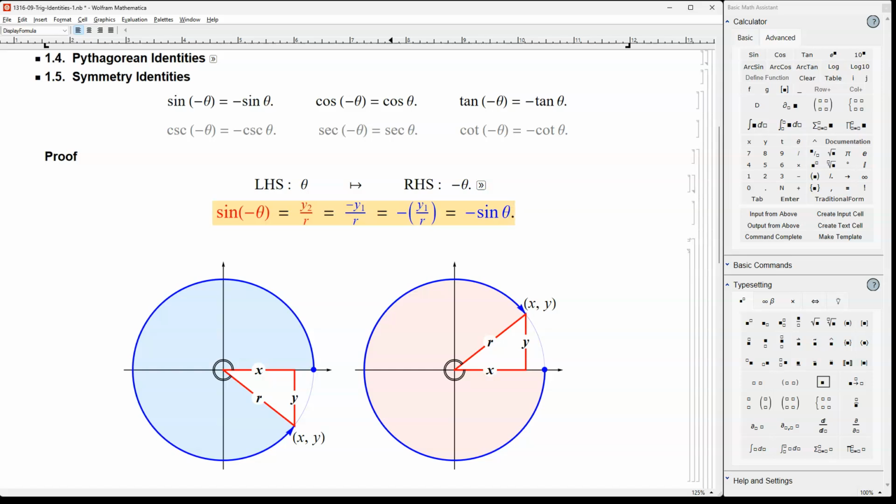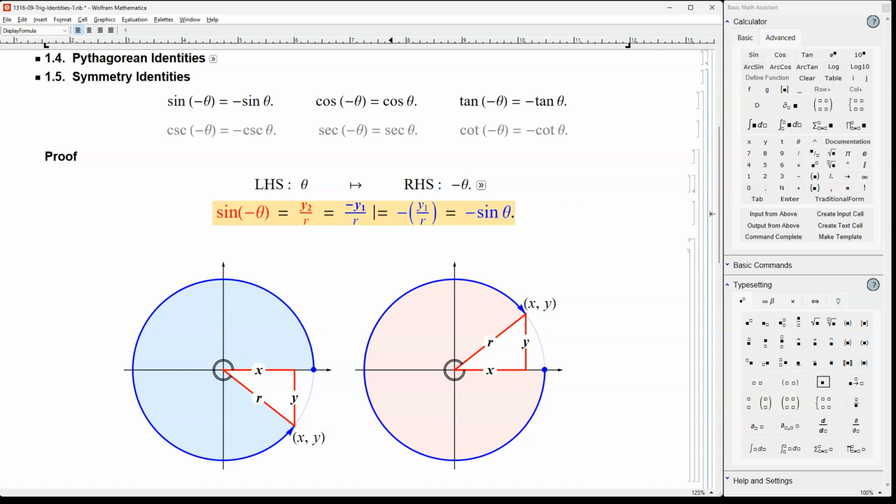So we want sine of negative theta, so we have to start from vertical over radius from the second picture, highlighted in red. But we have to express it in terms of sine of theta, so you have to bring it back to the first picture. And this y-coordinate of the second picture, which I named as y2, and this y-coordinate of the first picture, which I named y1, they have opposite signs.